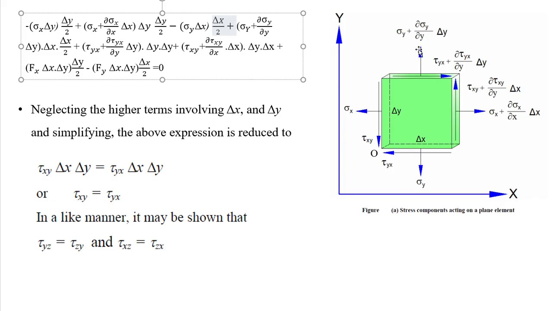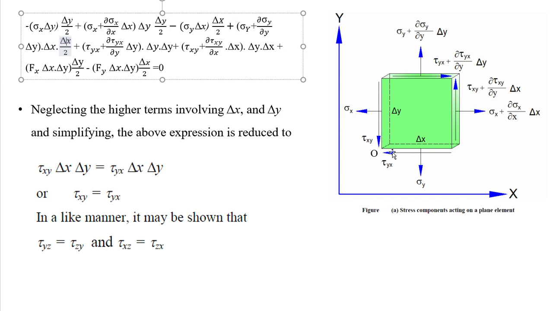Similarly for σy + (∂σy/∂y) δy, it will be the stress into the area of this surface, which is 1 into δx. After that we multiply by the distance between these two points, which from here to here will be δx/2. I have given the same thing here. Whereas for the shear stress components, we can see τyx.